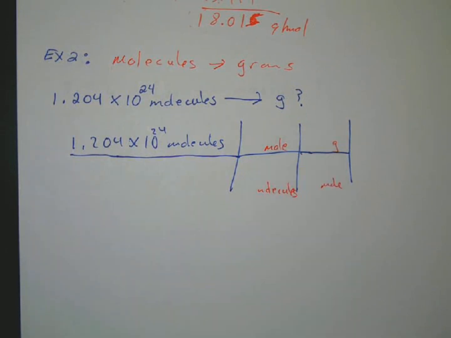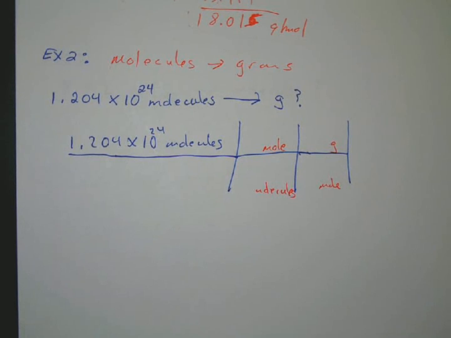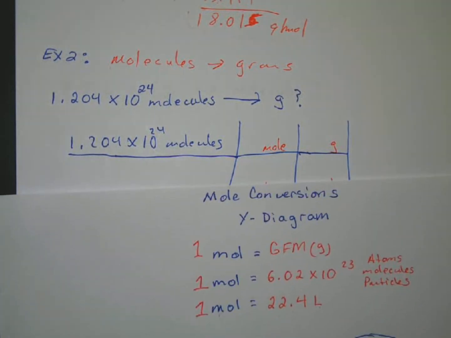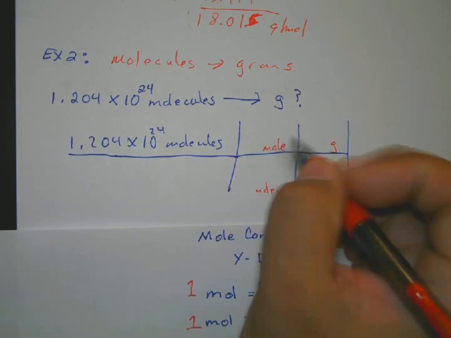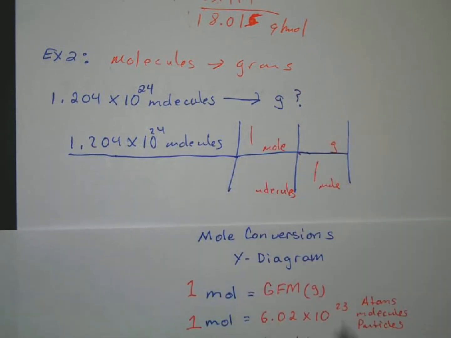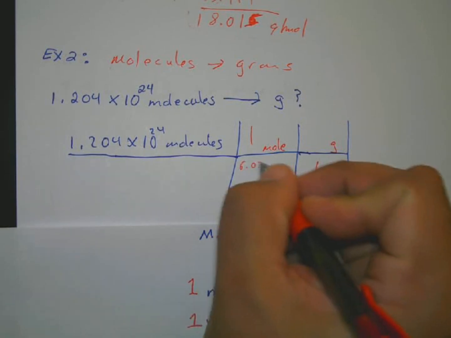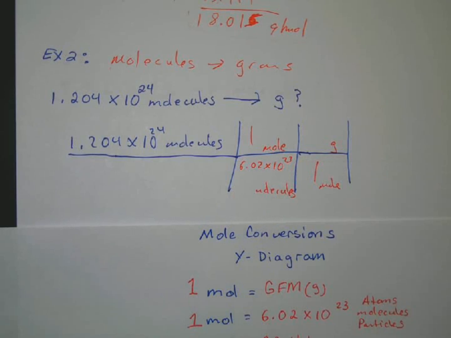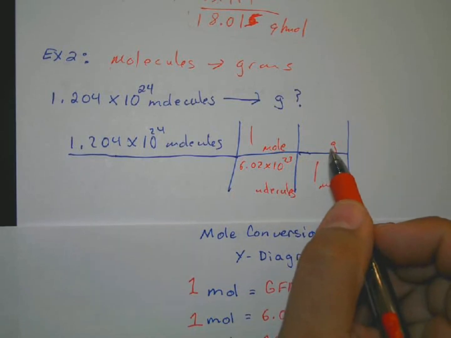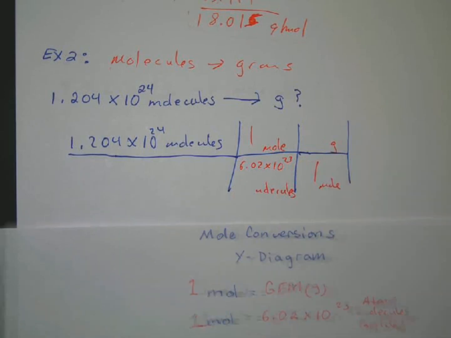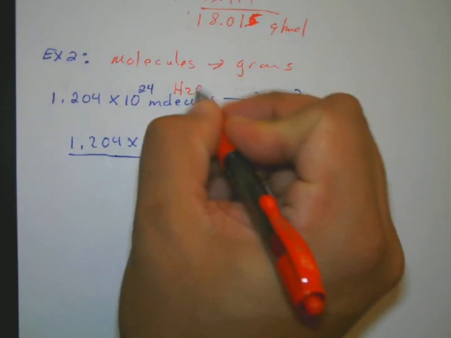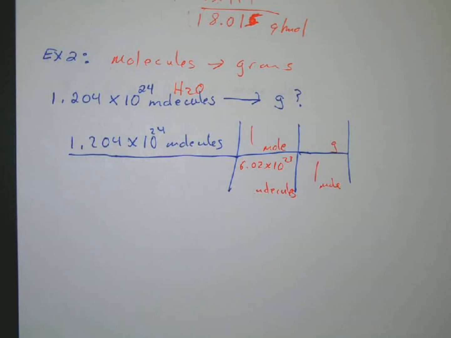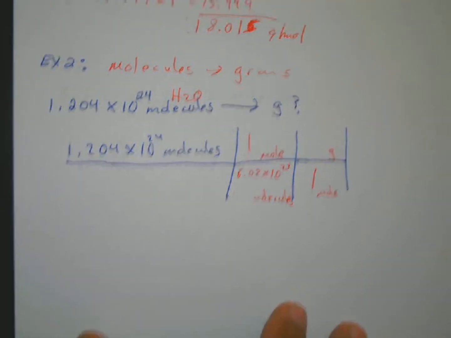So now it's time to plug in numbers. Again, we're going to use our conversions right here. Moles always get 1, so I'm going to draw in 1 mole. Molecules always get the 6.02 times 10 to the 23rd. And then grams always use the molar mass. I didn't give you a molar mass here, but I'm going to use the same one for water, since we have that many molecules of water. The molar mass we've already calculated here.